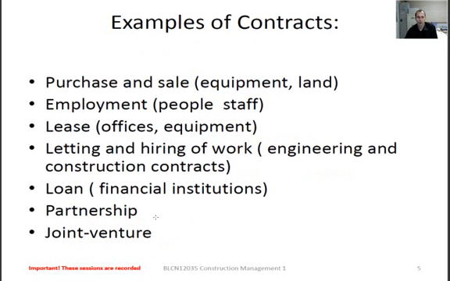Alright, so the examples, and also refer back to week 1, that presentation there. I've given you a few more in that slideshow there. Purchase orders and sale, so anything like land, cars, fixed objects, anything that you can think of. Employment, we might have a fixed term contract for employment. We might have an ongoing appointment for employment, lease, anything like that, loans, partnerships and joint ventures.